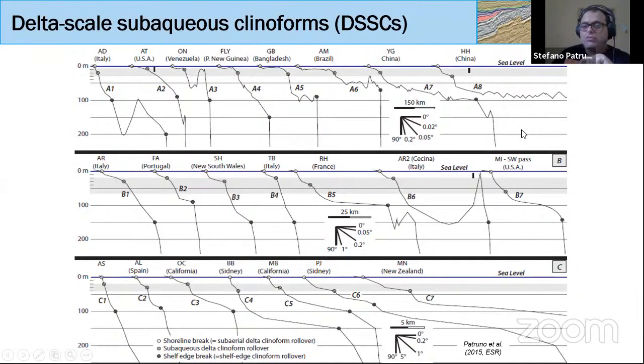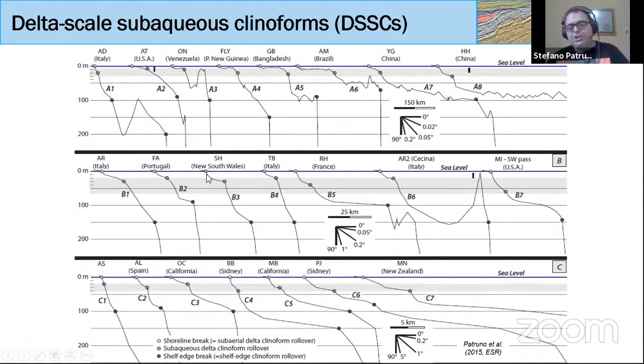So where is the vertical scale? Here's the vertical. This is 100 meters. This is 100 meters in the three lines. But what we are changing is basically we are compressing the horizontal scale every time. The first line, which is showing very big rivers, this horizontal scale bar is 150 kilometers. This is the same length scale bar, but it represents 25 kilometers, much more compressed.